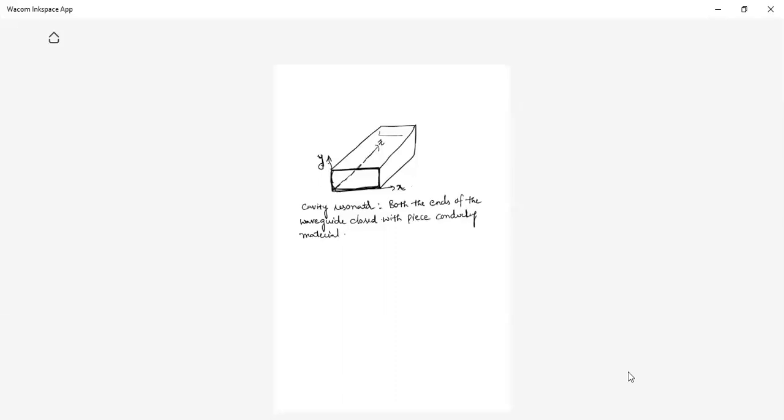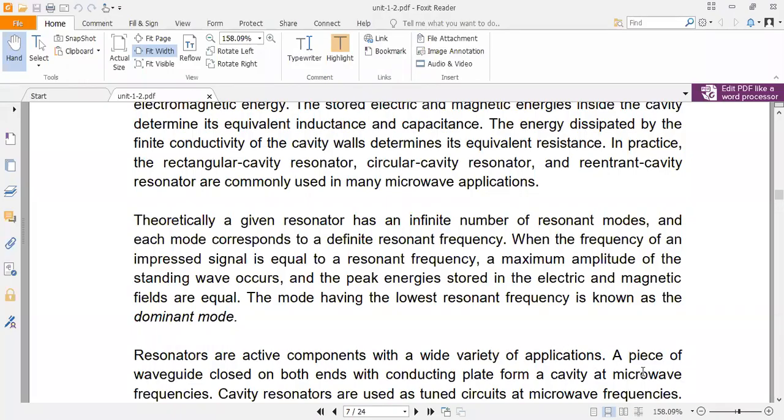Now the question is, what is the advantage with cavity resonator? Did you understand what a cavity resonator is? You take the waveguide, both the ends of the waveguide are closed with a piece of conducting material. Then it becomes the cavity. So what is the advantage? Why are these cavity resonators used? A piece of waveguide closed on both ends with conducting plates forms the cavity at microwave frequency.